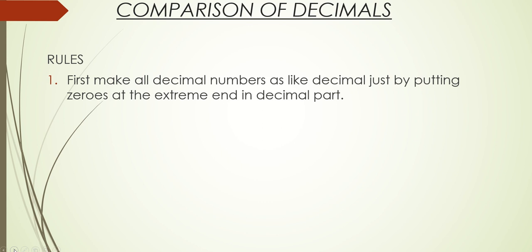And how will you make them like? Just by putting zeros at the extreme end. Where? In the decimal part, because whenever we talk about like or unlike decimals, we are only talking about decimal parts. That number of places should be equal.